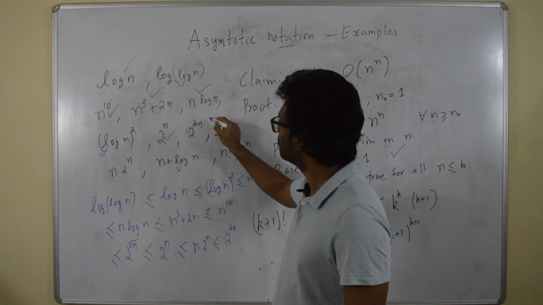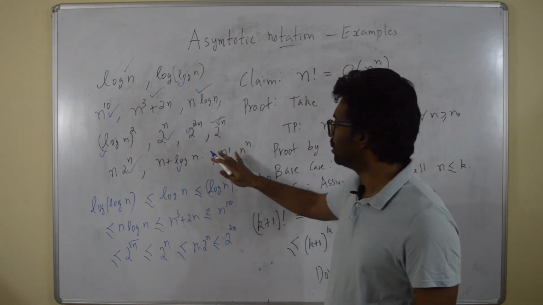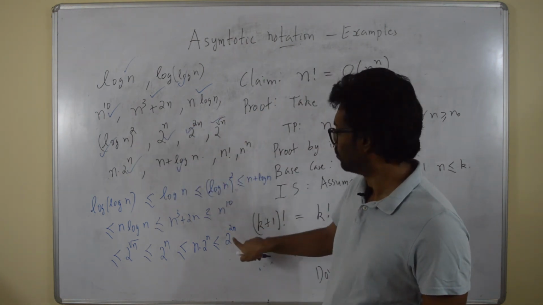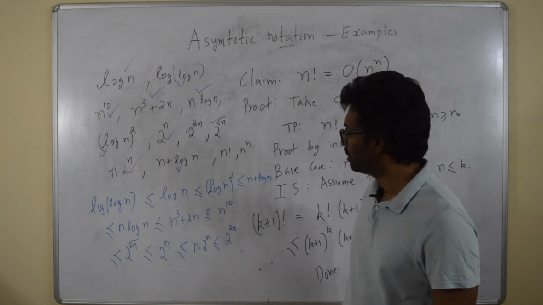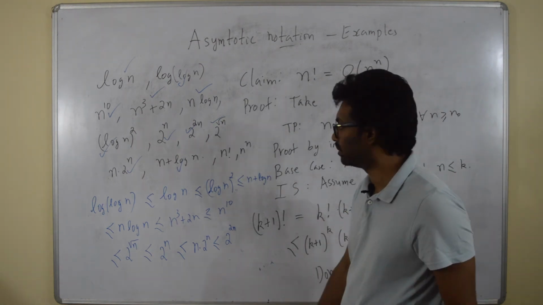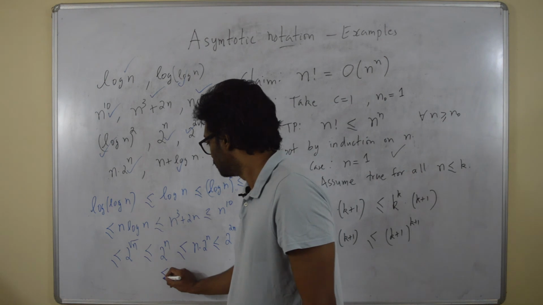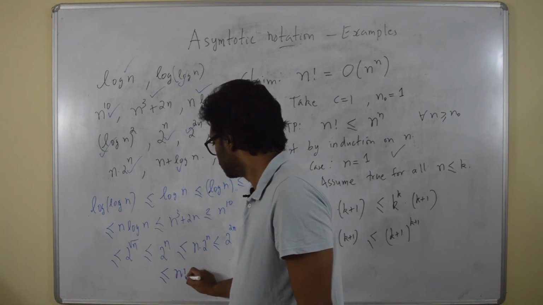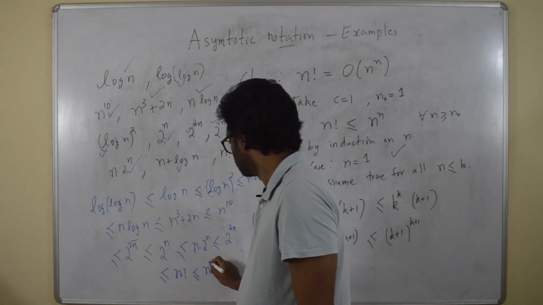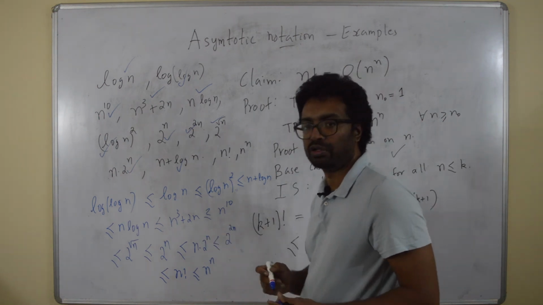So this 10, this 10, this 10, this 10. Next what? These things, right? So n factorial is going to be greater than this 2 raised to n. This is our order.